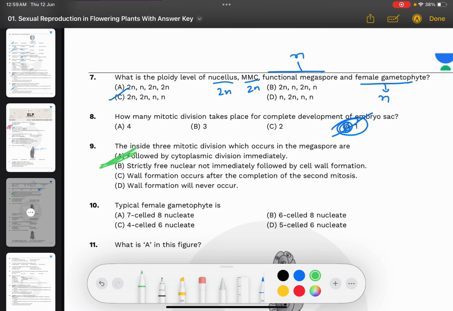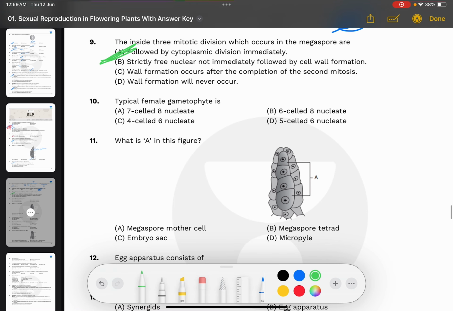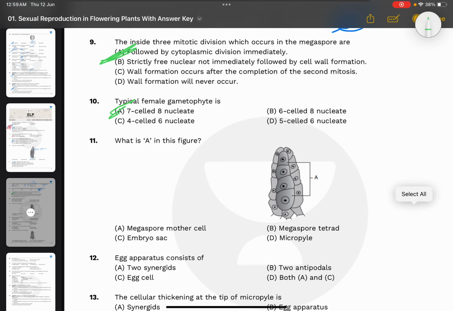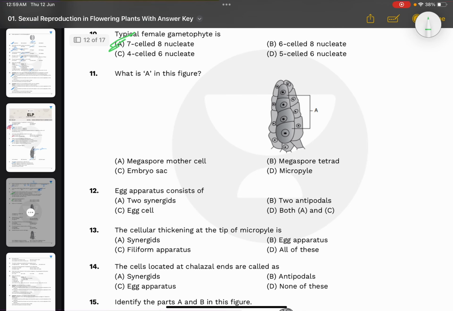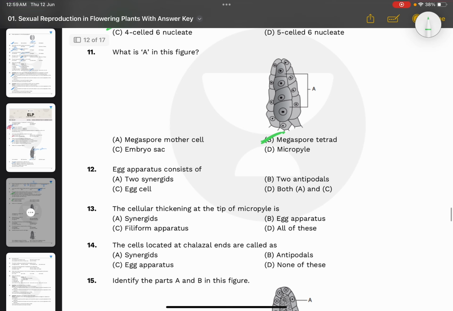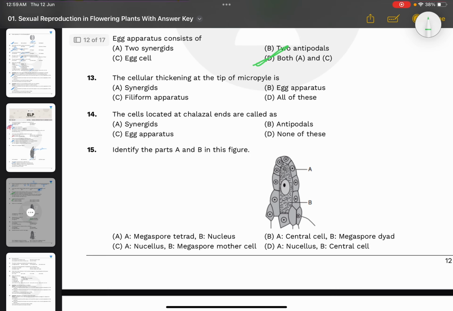A typical female gametophyte has 7-celled and 8-nucleate condition. So what is A in this figure? These are the megaspore tetrad. Okay, now egg apparatus consists of two synergids and one egg cell. So A and C is the correct one. The cellular thickening at the tip of the micropyle is filiform apparatus. The cells located at the chalazal end are called antipodal.